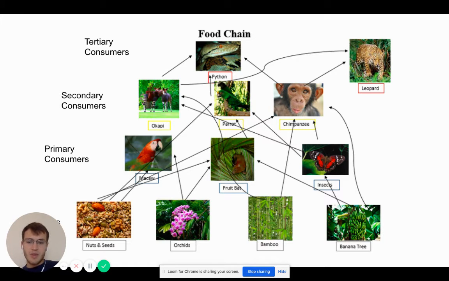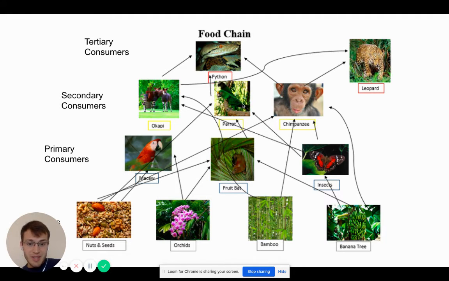All right, so we have three omnivores in this picture. The first one is the okapi, which eats insects. You can see this arrow. Again, this is complicated. It eats insects, and it also eats bamboo. So that's one of the omnivores.